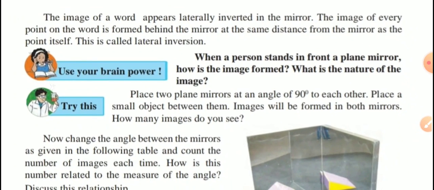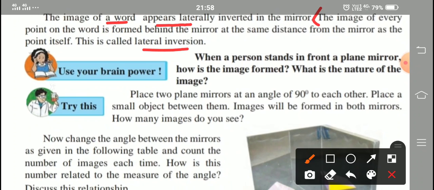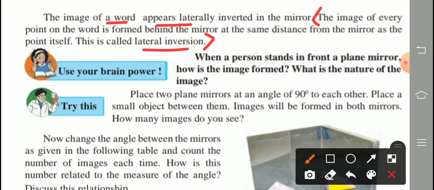So next question. What is meant by lateral inversion? The image of a word appears laterally inverted in the mirror. So mark the answer from here. The image of every point on the word is formed behind the mirror at the same distance from the mirror as the point itself, this is called lateral inversion. Next.